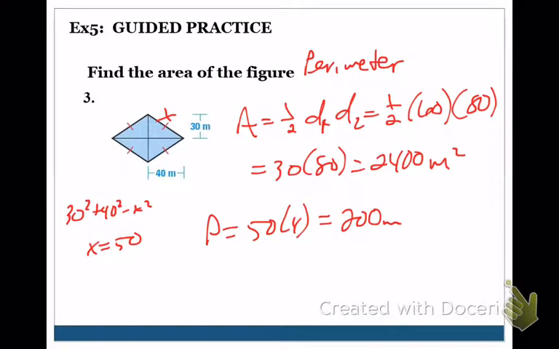Okay, here's what you got. The area is just 1/2 D1 times D2, where the diagonals are actually 60 and 80. Remember, in a rhombus, the diagonals bisect each other, so we're going to have to double those. And you should get 2,400 meters squared.